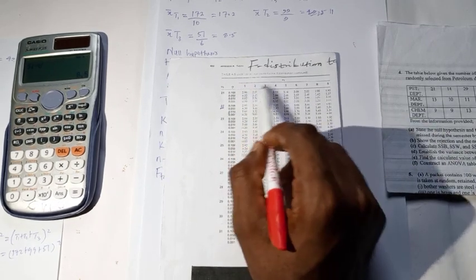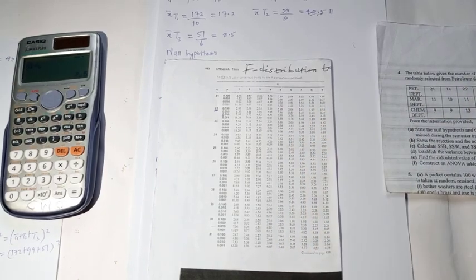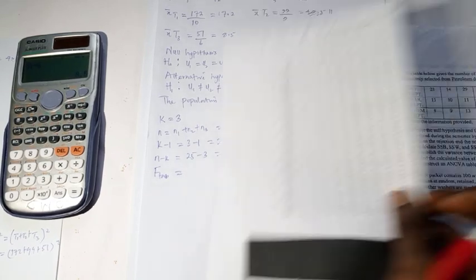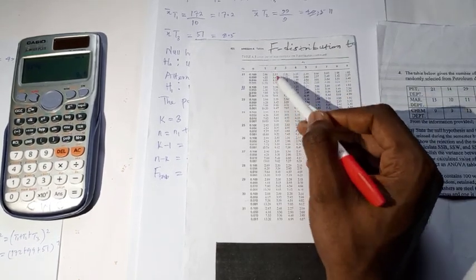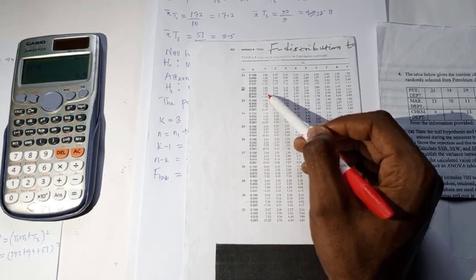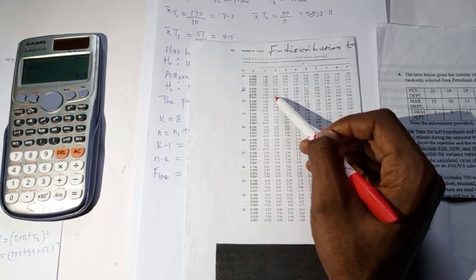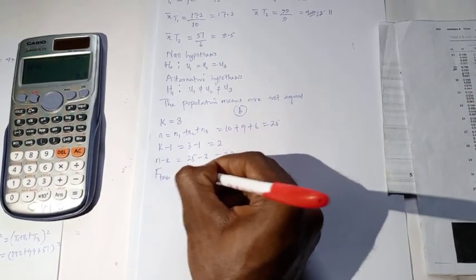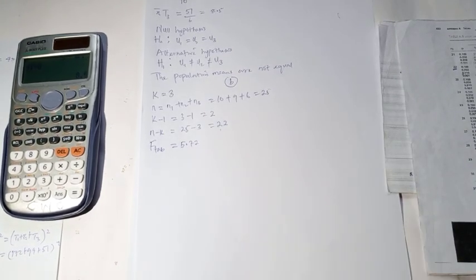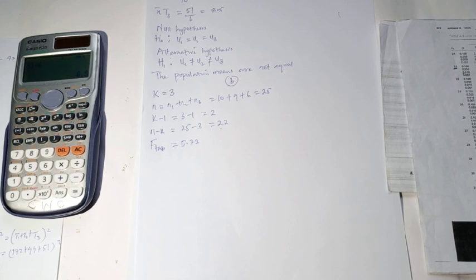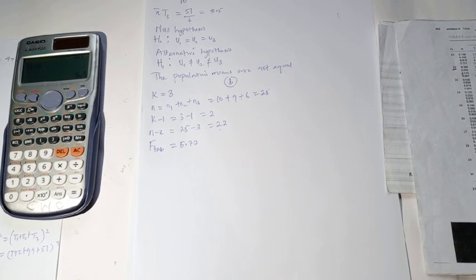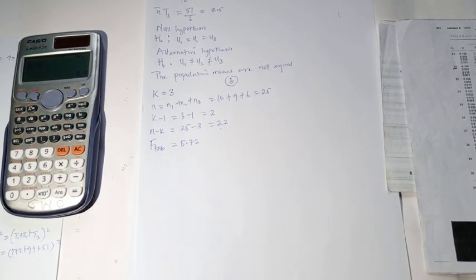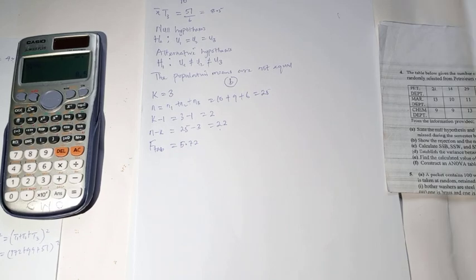Now look at the top side. That is the degree of freedom of your numerator. So the degree of freedom of our numerator is 2. So trace 2, which is here, trace it down to 0.01, and from my value here I have 5.72 as my value. So my F tabulated is 5.72. Now before we continue to solve, remember I told you that we are going to do this B in 2 parts, right? So we have established the first part, then in the long run we establish the second part and complete the B. So let's continue.